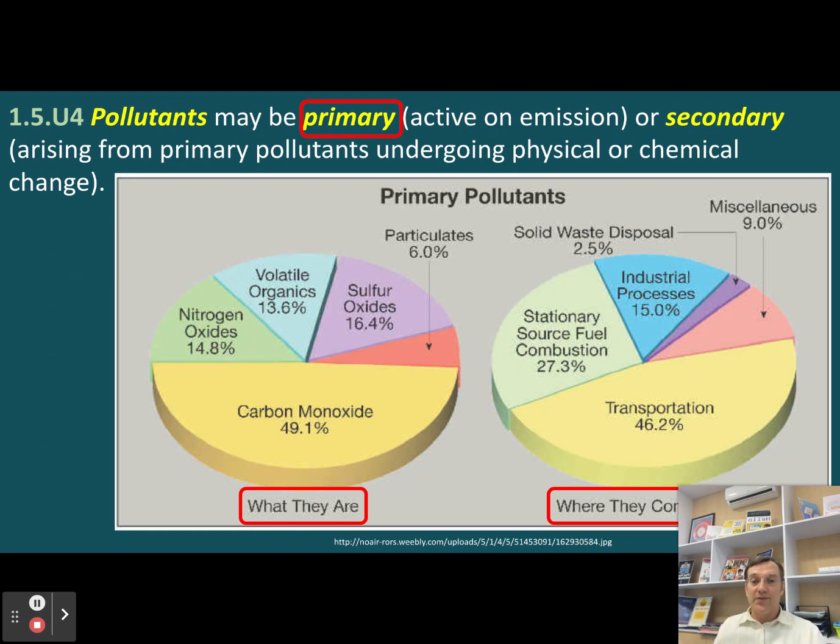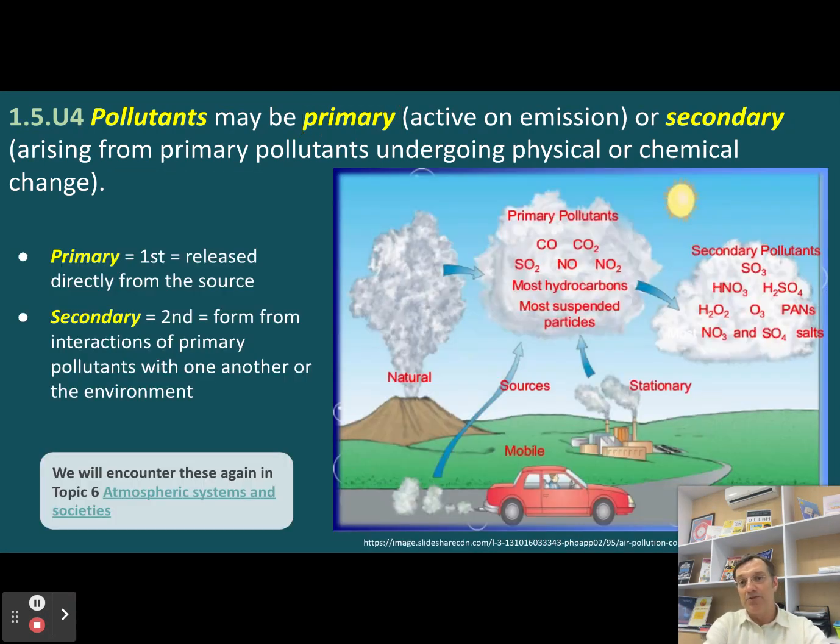Right? You don't need to know these figures. You don't need to know the numbers. But if you'll notice here, carbon monoxide is a common primary pollutant resulting from transportation. Nitrogen oxides come from stationary source fuel combustion. Those are things like your power plants that produce electricity. Okay? Your particulates may come from transportation. They may come from industrial processes, right? And these sulfur oxides come from solid waste disposal here. They may also come from your energy power plants, right? So being able to identify some specific pollutants and where they may come from would be useful examples to have on your ESS exam.